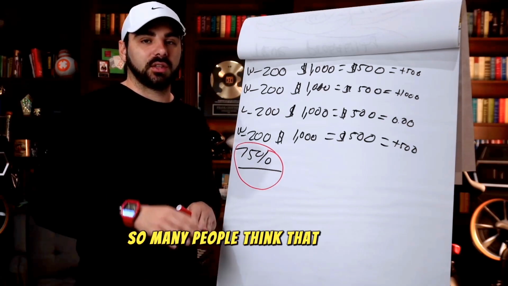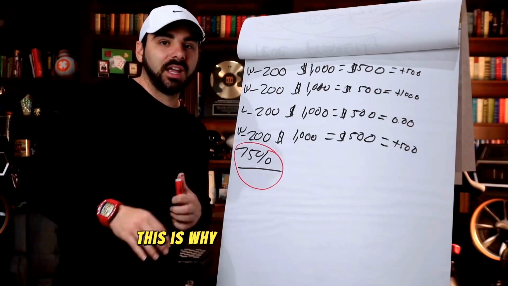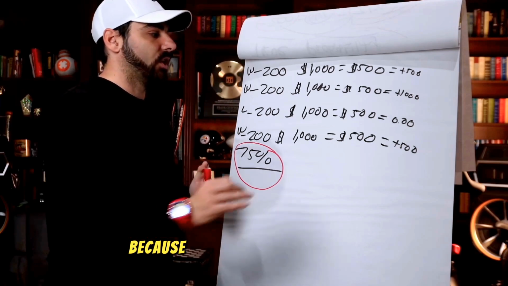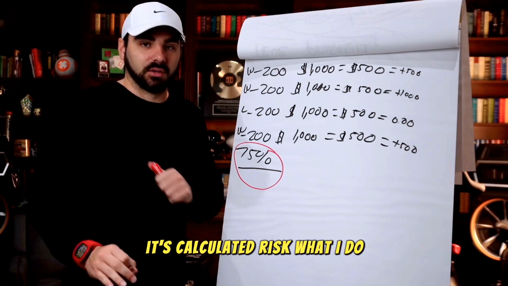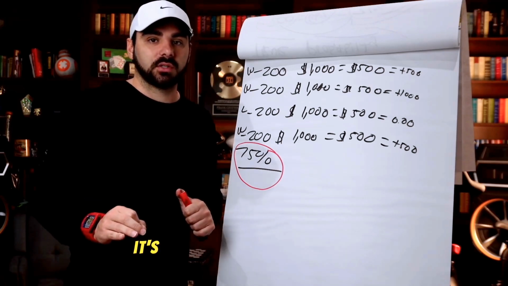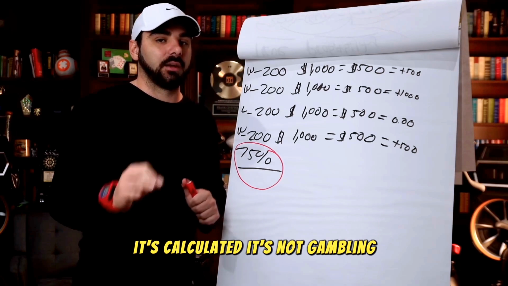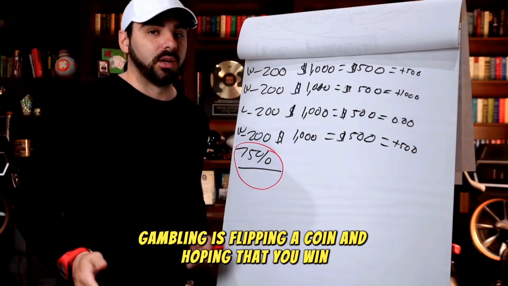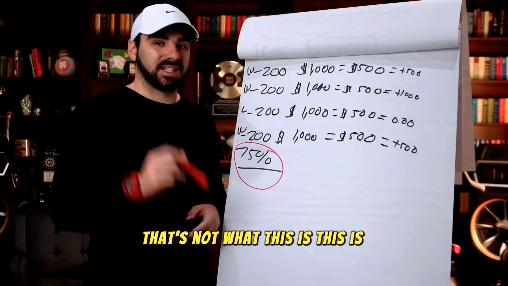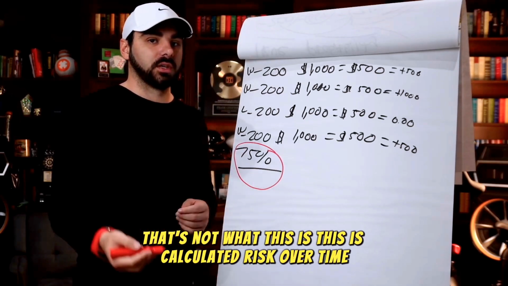So many people think of this as betting, gambling. This is why I hate when they say gambling, because what I do is not gambling. It's calculated risk. They're probability percentages. It's calculated. Gambling is flipping a coin and hoping that you win. That's not what this is. This is calculated risk over time.